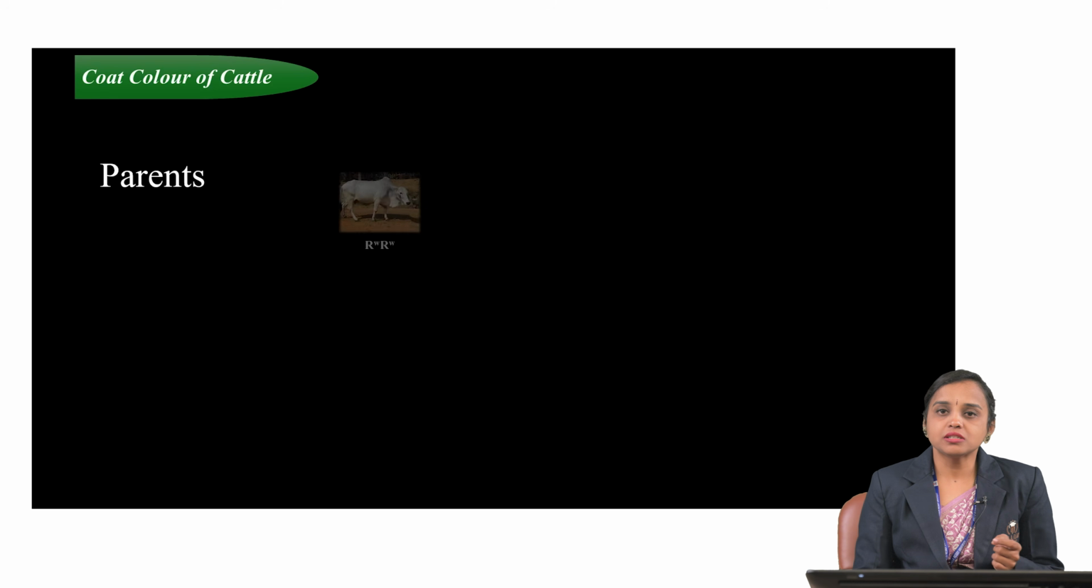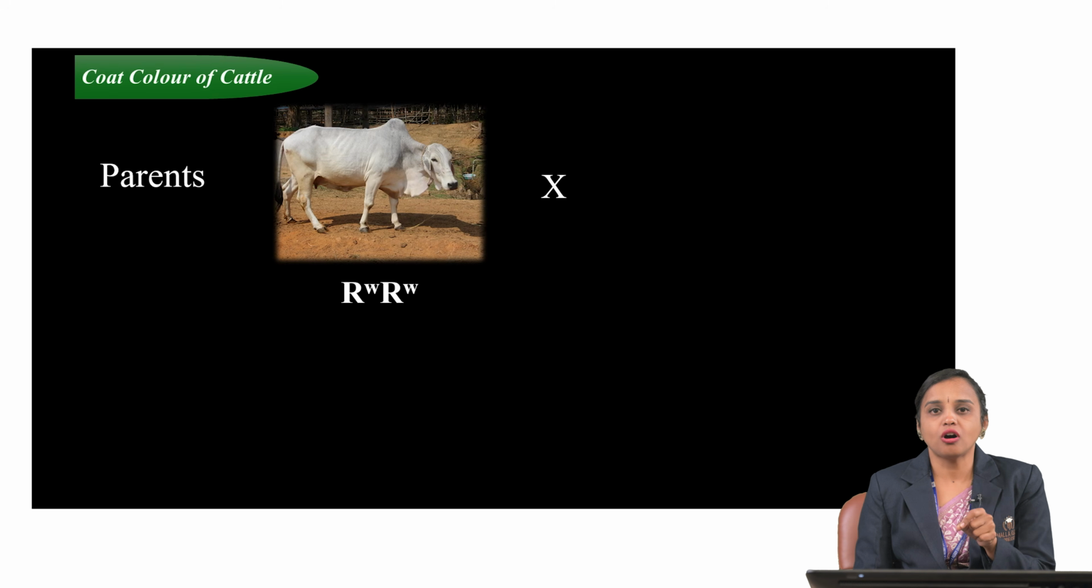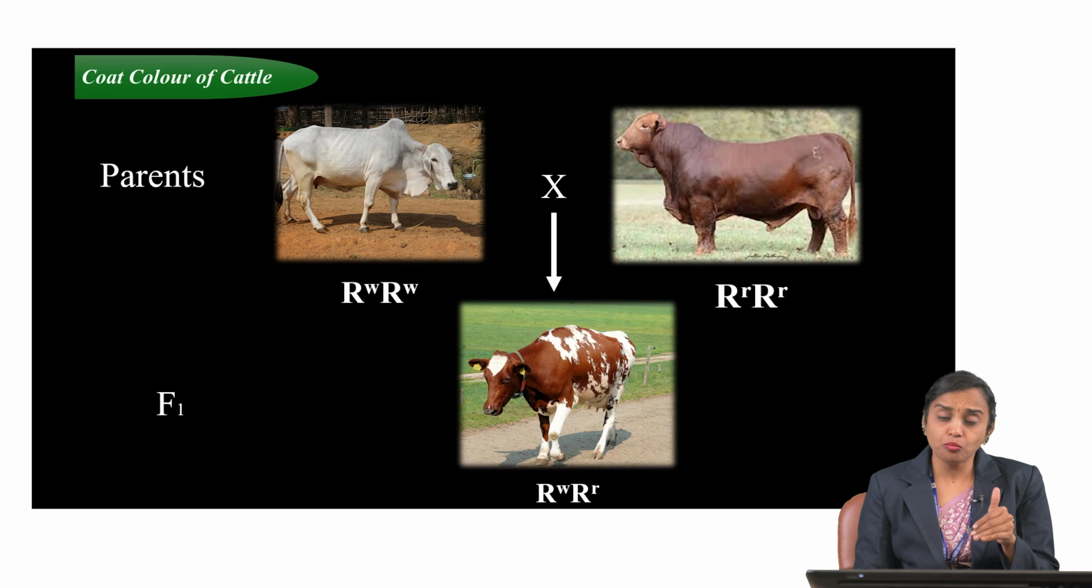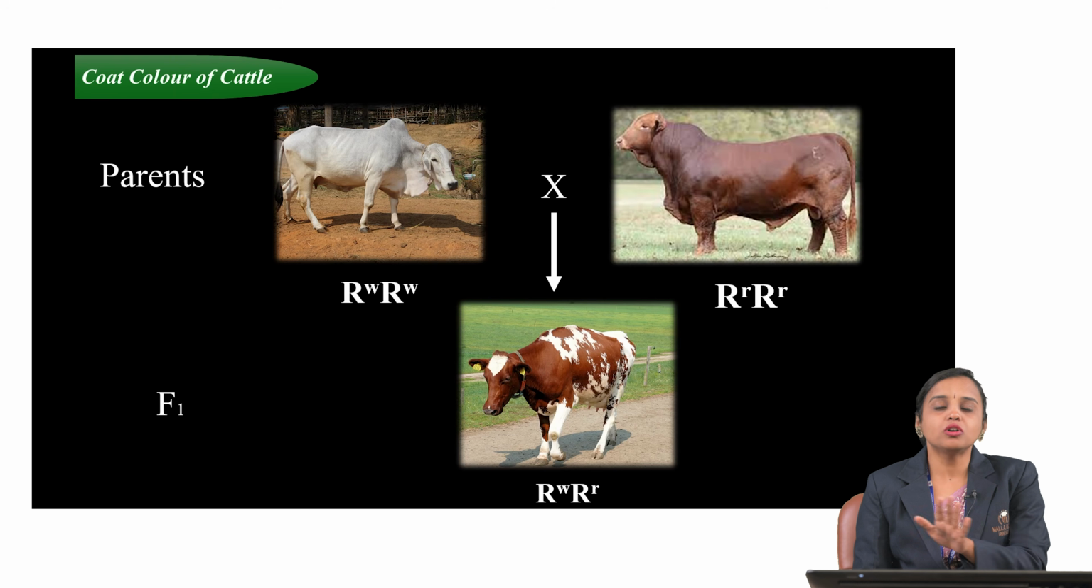Now what happens when a white cow is crossed with a red cow? The offspring shows both red and white color, producing a roan pattern. So in codominance, both alleles contribute equally to the phenotype without one masking the other.